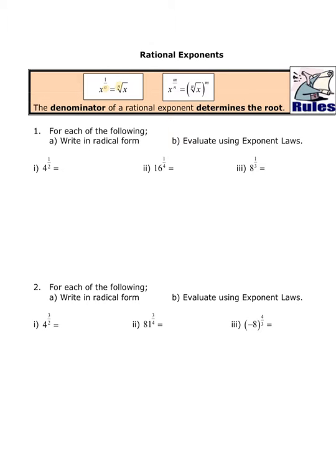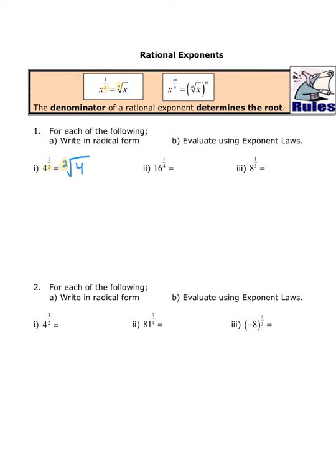So here we have 4 to the exponent 1/2. So the base is 4. I'm going to put that in the root sign. And then because the denominator is 2, that means I'm taking the second root, which we call the square root. So I'm taking the square root of 4.